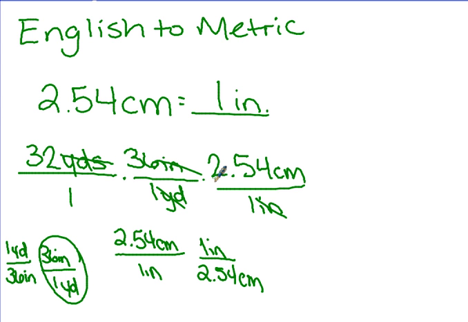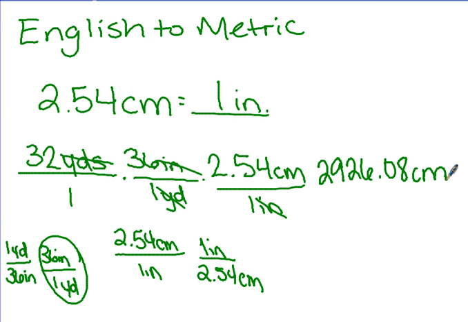Okay, so since now I'm in the metric system, I'm going to go ahead and multiply across. 1 times 1 times 1 is 1, so there is no denominator. 32 times 36 times 2.54 is going to be 2,926.08. Now that's in centimeters.